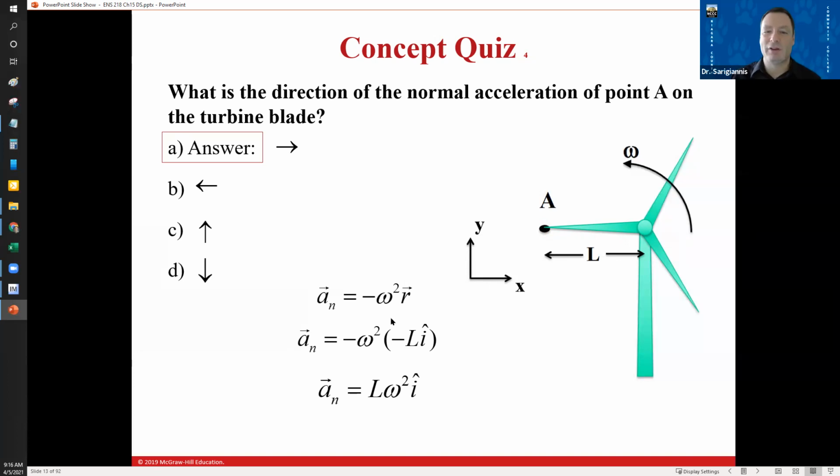Yeah, so the normal acceleration is negative omega squared R bar, right? R bar is negative L i, so you wind up with L omega squared i as your acceleration.